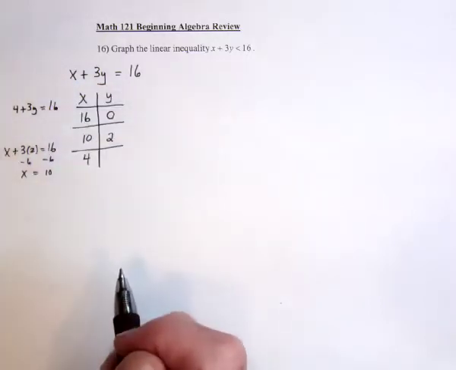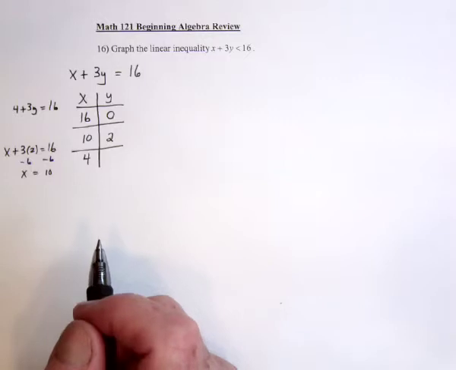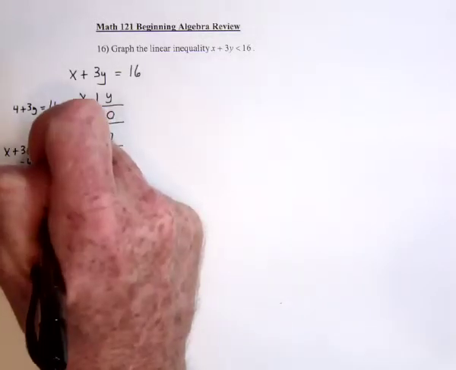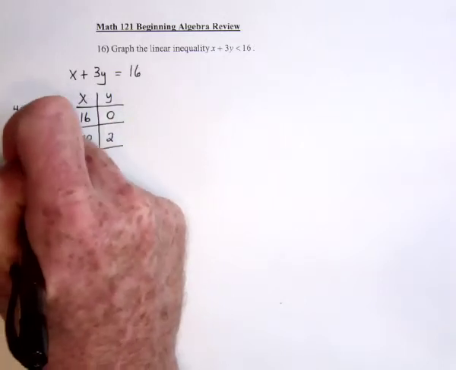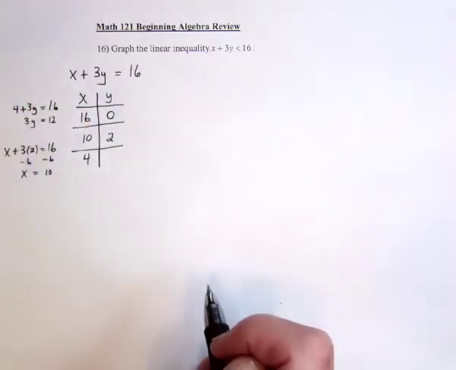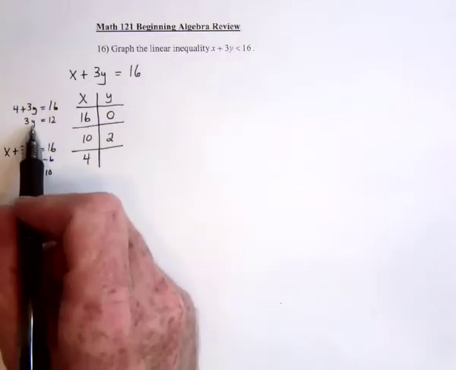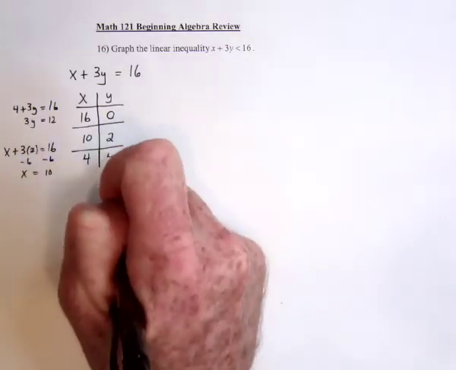So in order to solve for y, the first thing I have to do is subtract that 4. So if you subtract 4 from this side, that's going to be a 12. And then 3 times something equals 12. That's a 3 times 4. Oh, cool. So it's 4, 4.